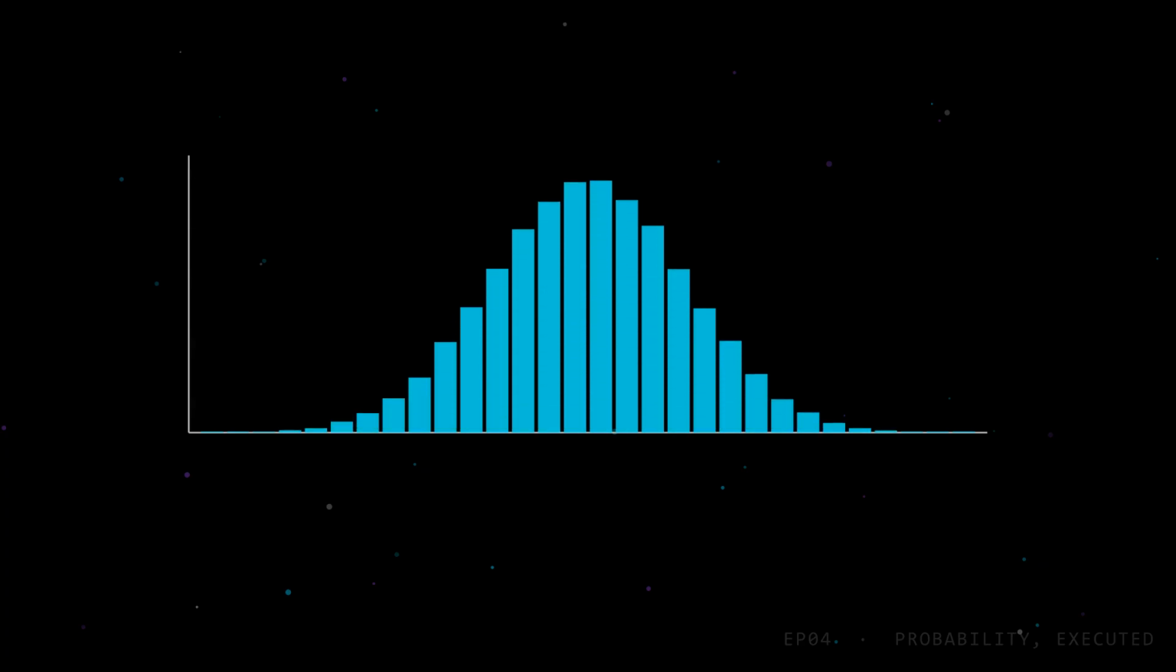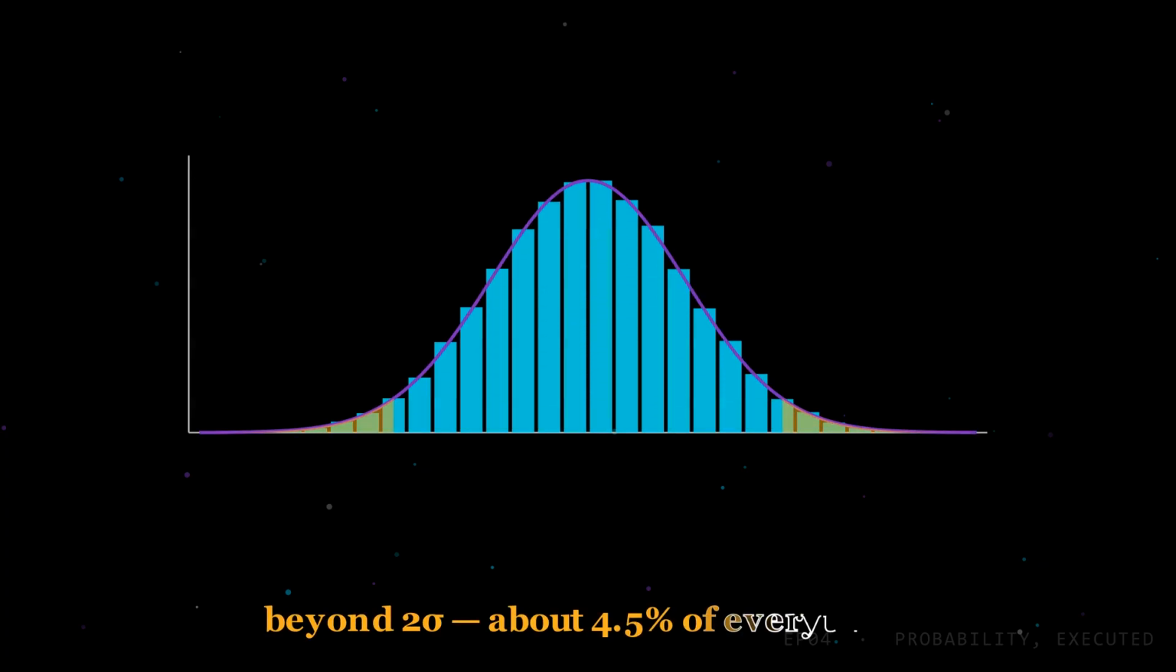Here's what that looks like. The histogram is our simulated heights. The curve over it is the theoretical density, and they sit on top of each other because the simulation is drawing from exactly that shape. Now let's shade beyond 2 standard deviations. That amber region is everything unusual, and it's about 4.5% of the area, split between both ends.